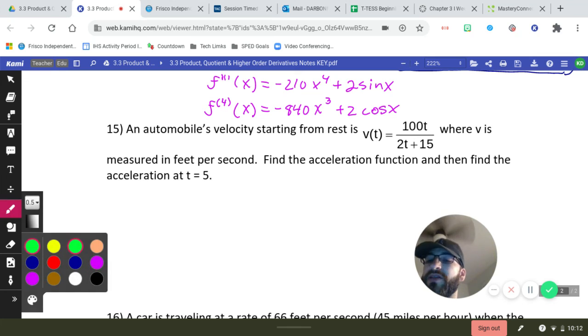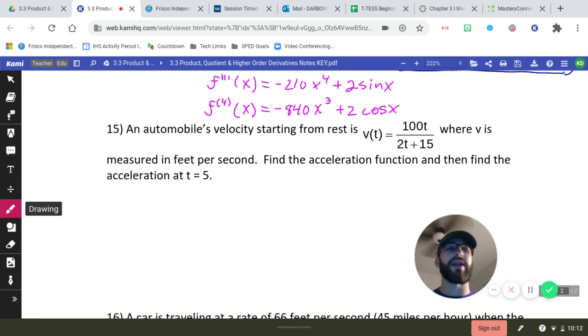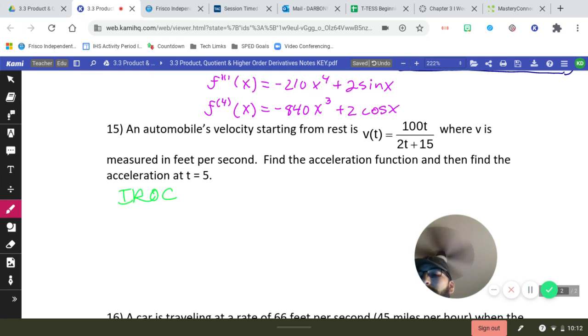Also, we talked about this last time. What are we finding right now? Starts with an I. Okay, this is also instantaneous rate of change, because I'm going to find the derivative, and then I'm going to plug into that derivative at a specific point in time. So this is IROC, except now you're starting with velocity and finding acceleration. So to find our IROC, we need to take our derivative.